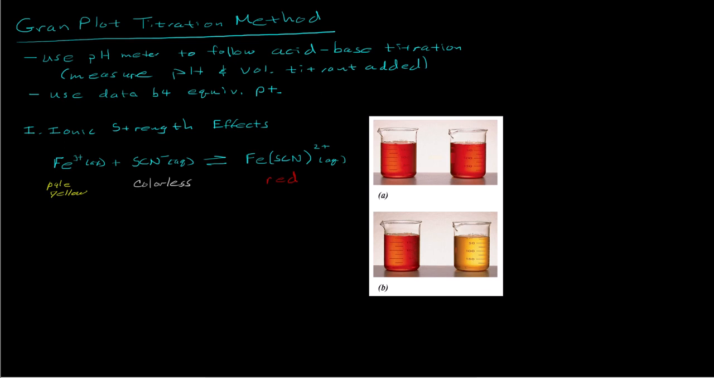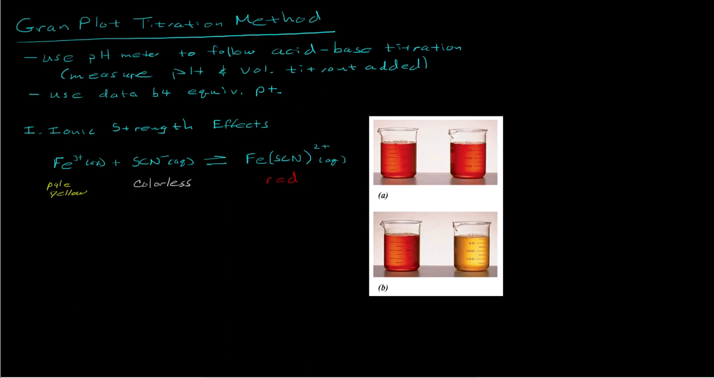So let's consider this reaction between the aqueous iron 3+ ion and the thiocyanate polyatomic ion. Iron 3+ is kind of a pale yellow color in solution. You might get that from taking iron 3 chloride and dissolving it in water. And thiocyanate gives us a colorless solution. Again, you might get thiocyanate by dissolving some sodium thiocyanate in water.